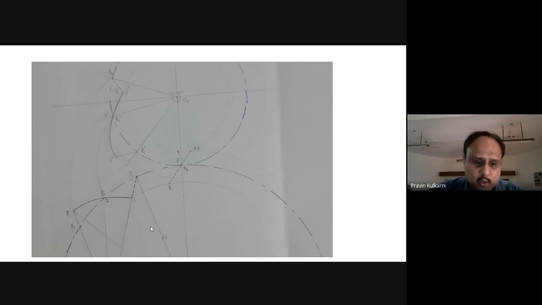Thirdly, don't join O1 and 3. This is a mistake in the drawing sheet. This should not be done. Join O1 and P3, this point. Let's say that angle is 50 degree. Take double of that angle. From vertical line, at 100 degree, this line is drawn. The intersection of this line with the pitch circle is P3 dash. In this way, P1 dash, P2 dash, P3 dash are obtained.